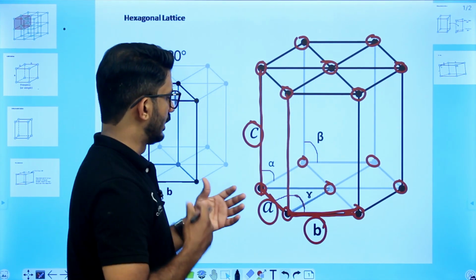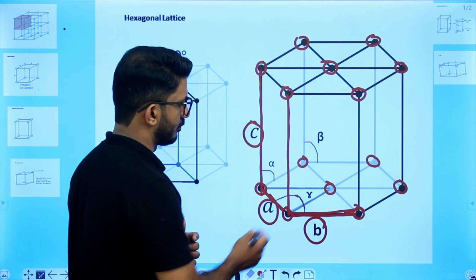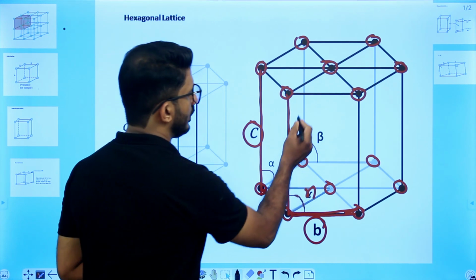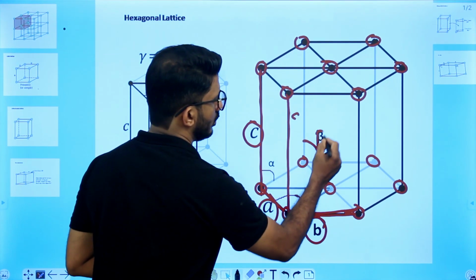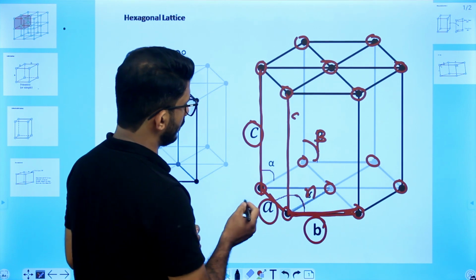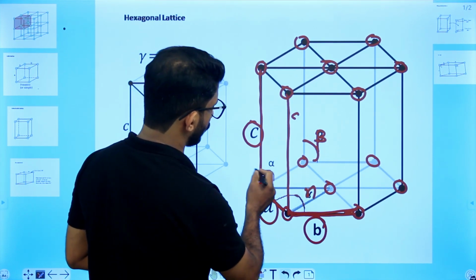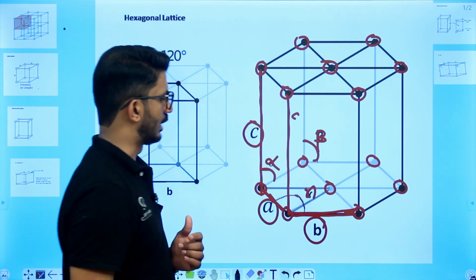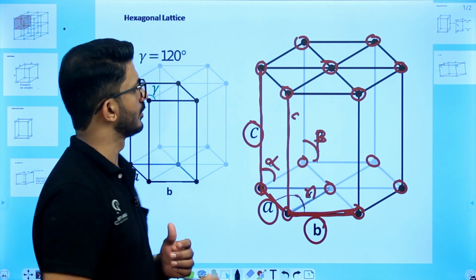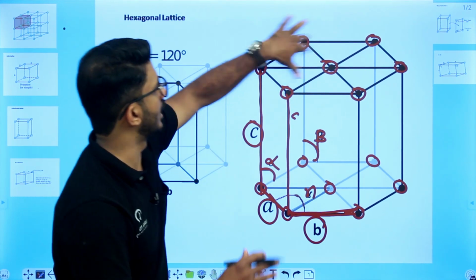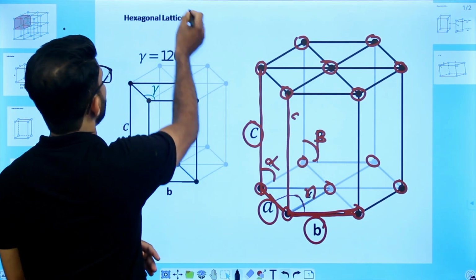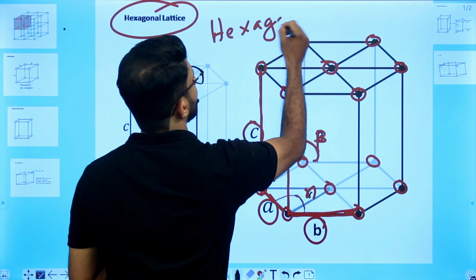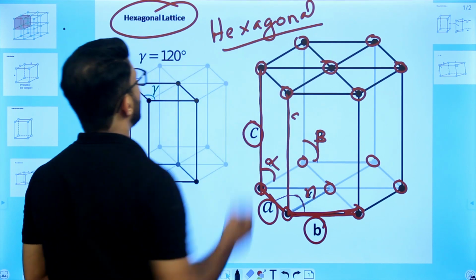And as usual, the angle between A and B is gamma. The angle between B and C is beta. The angle between B and C is alpha. And this is a hexagon, a 3-dimensional hexagon, and that is called a hexagonal lattice. It is called a hexagonal lattice.